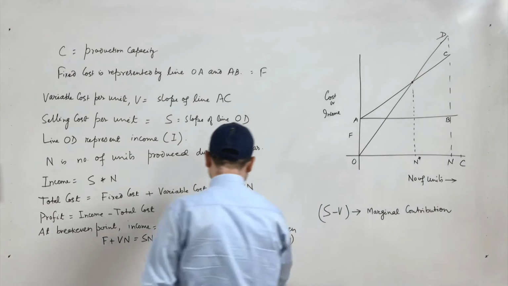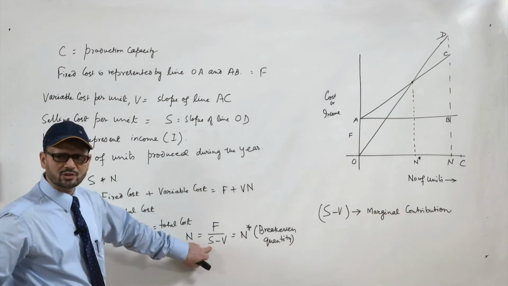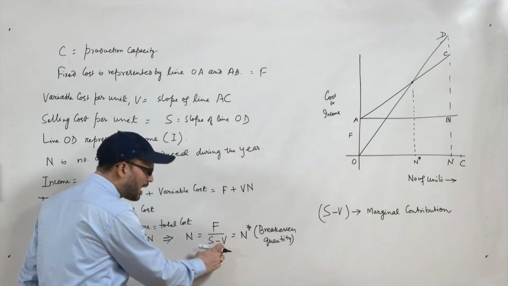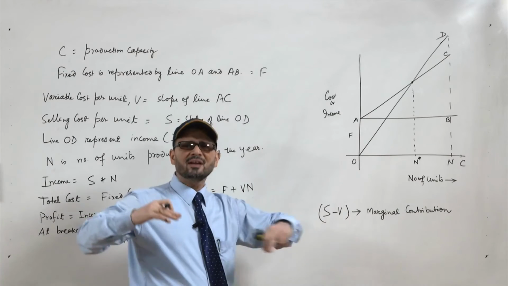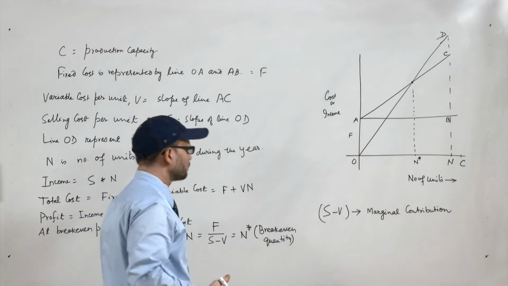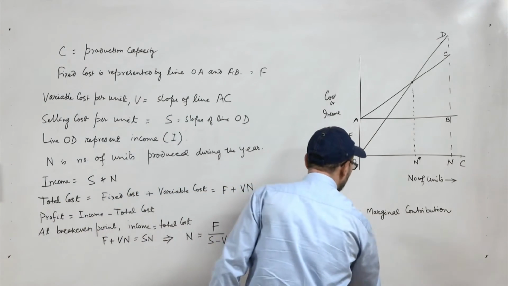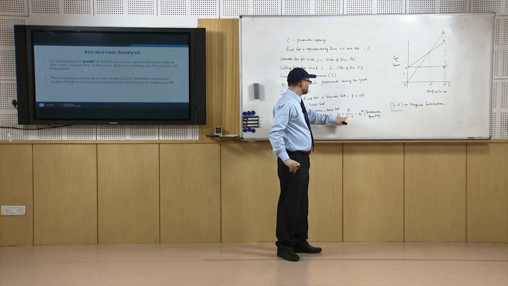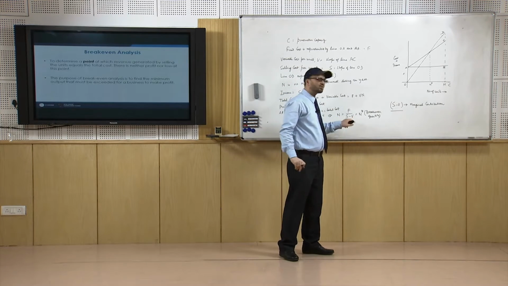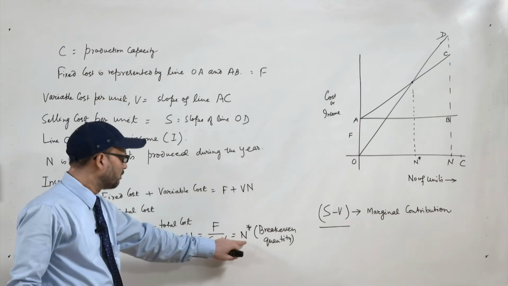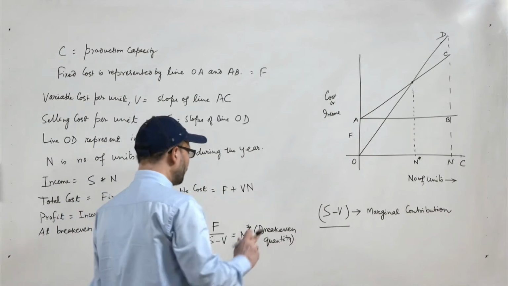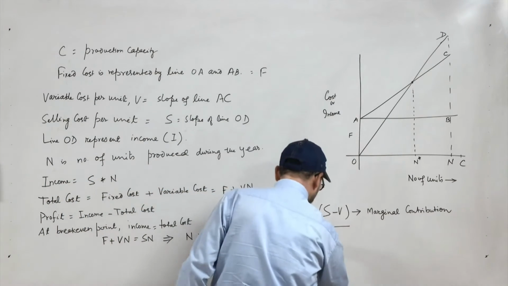So, basically S is nothing but the revenue you generate by selling the product, and this is the variable part. Basically, it is to cover up the fixed cost part, so it is known as marginal contribution. Once you know the fixed cost, the selling price per unit and the variable cost per unit, you can have the value of n star as the break even point.